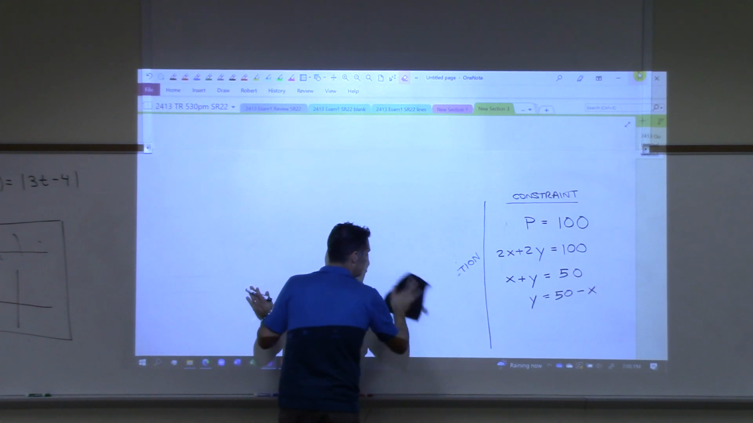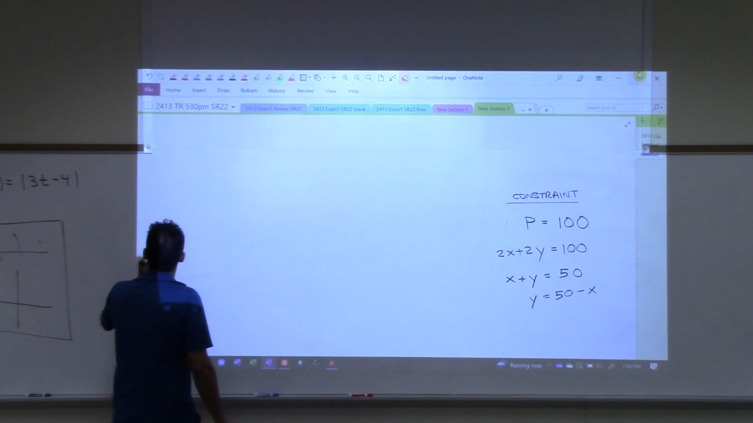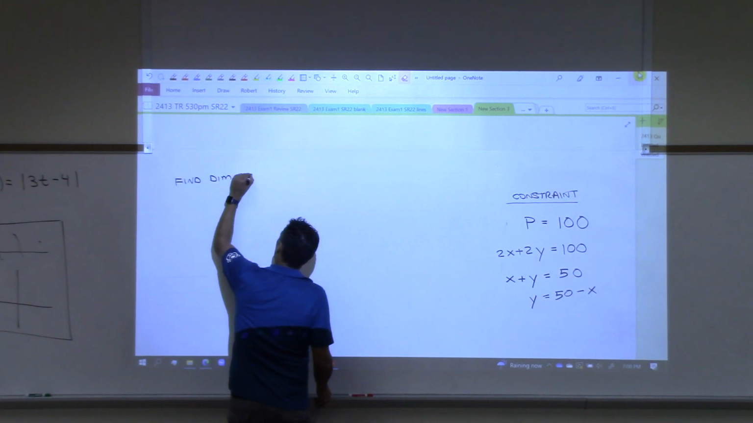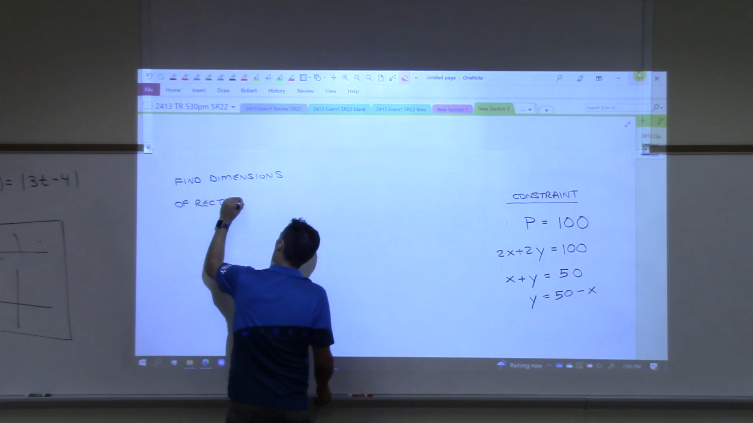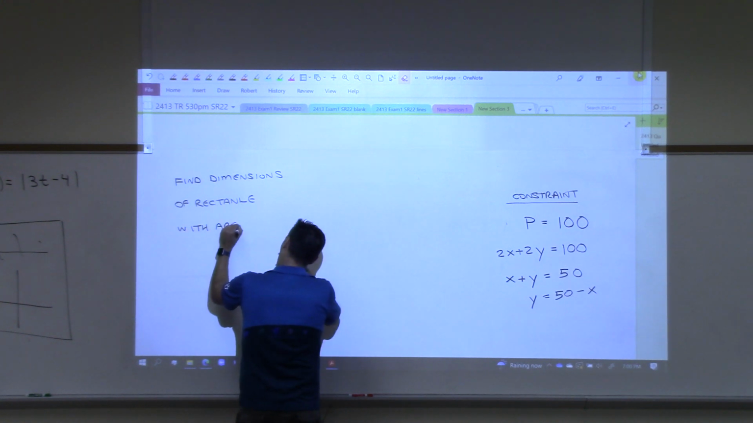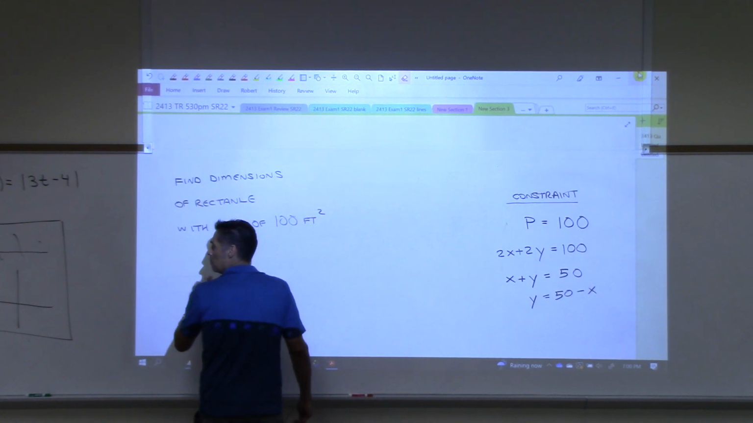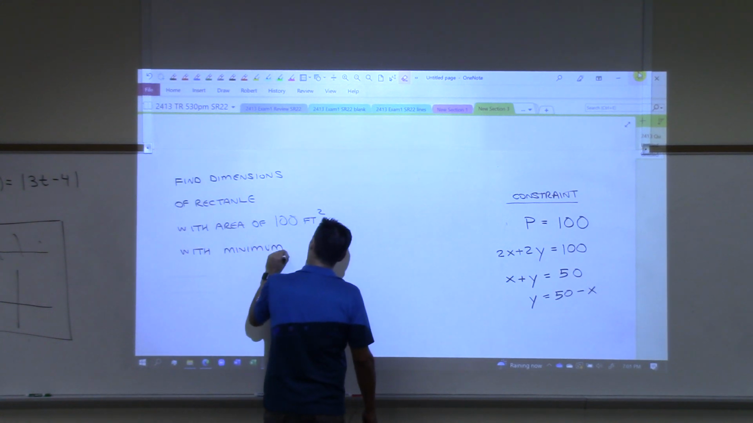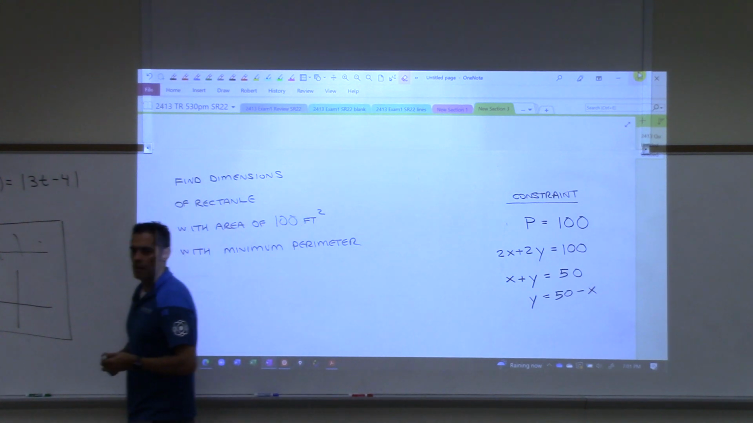I'm going to change the problem. Okay? Find the dimensions of a rectangle with an area of 100 square feet with minimum perimeter.